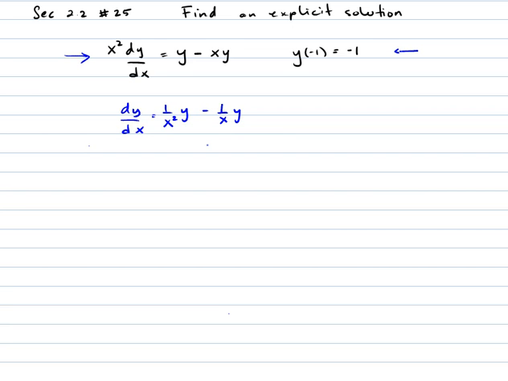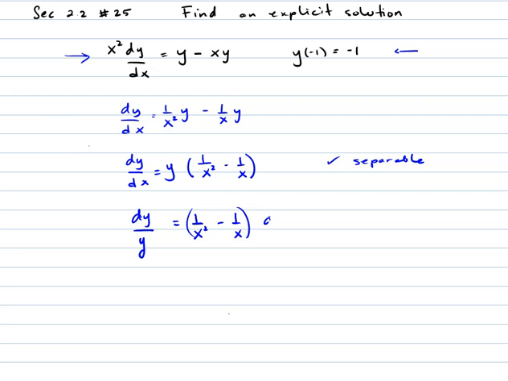Then I notice that I have a y in both terms, so I can factor that out, and that gives me dy/dx is equal to y times (1 over x squared minus 1 over x). So I can see I have a function of y times a function of x, so this differential equation is separable. And now I can proceed with the method, which gives me, I'll divide by y, and I'll have dy over y is equal to (1 over x squared minus 1 over x) dx. And now I have all y's on one side, all x's on the other, and I'm able to integrate.